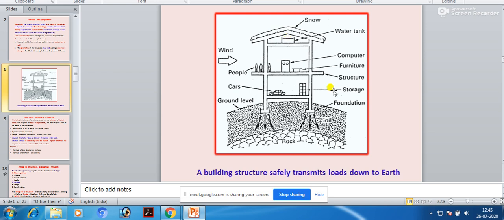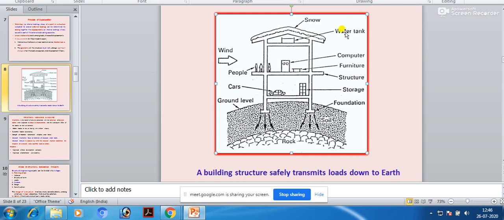Then there are computers, furniture, people moving on the floor, a car, some storage. All these are live loads, right? And the structural elements, the roof of the structure, the columns, the beams of the structure, these are all dead loads, right? So the dead loads, the total structural elements, are basically supporting different kinds of live loads.